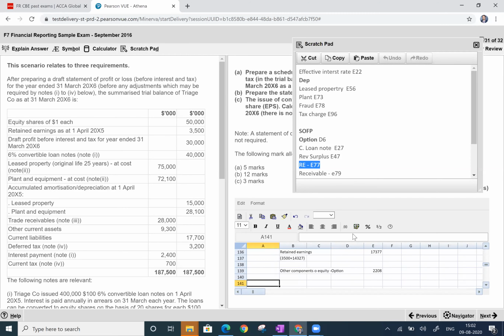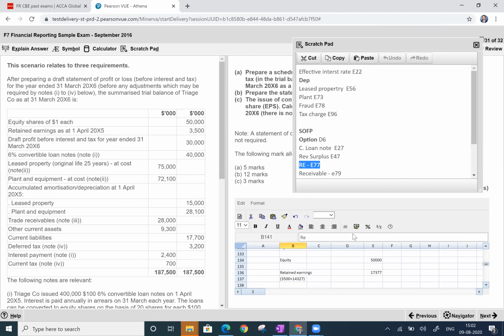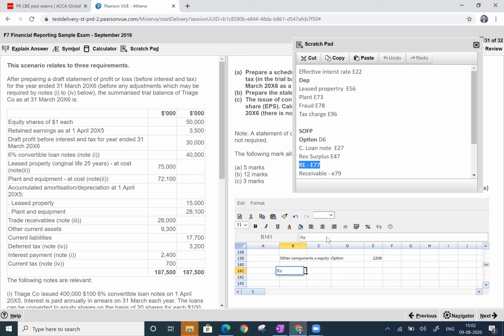In case of lease property, there was a revaluation surplus as well. So a revaluation surplus. Revaluation surplus I have given E47. See the advantage? Now we don't have to go up. Now what is next? After revaluation surplus, current liabilities. Okay.